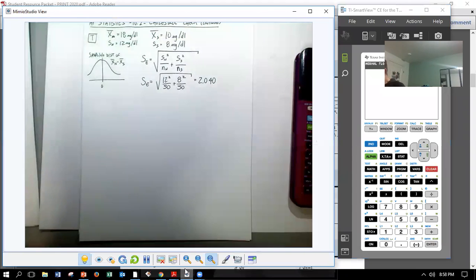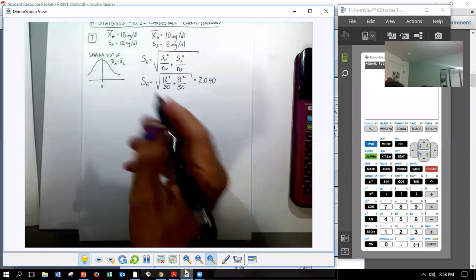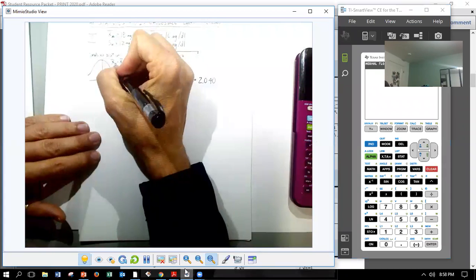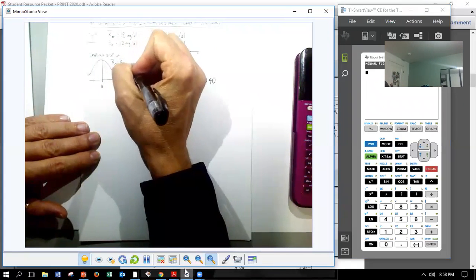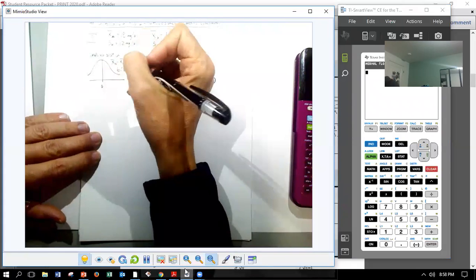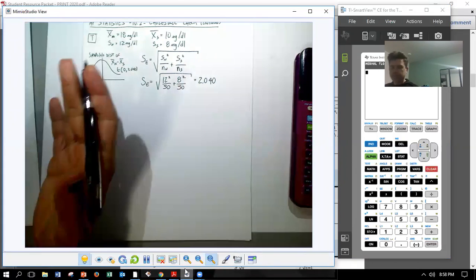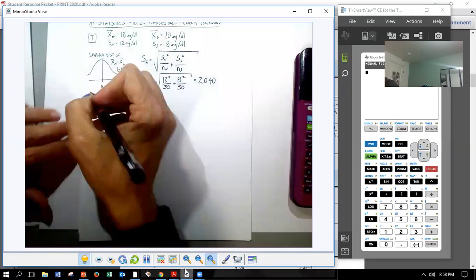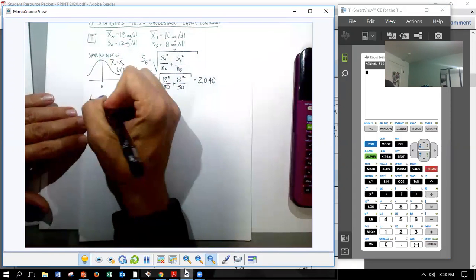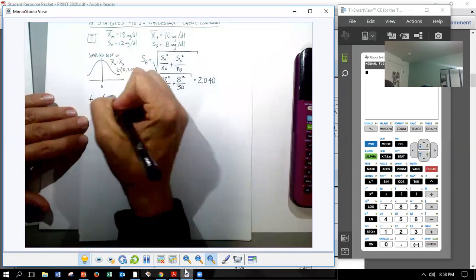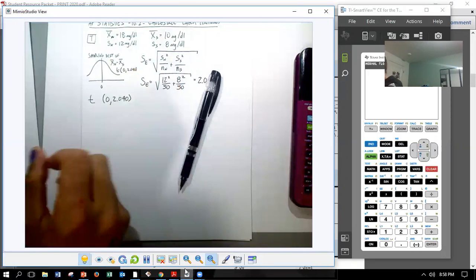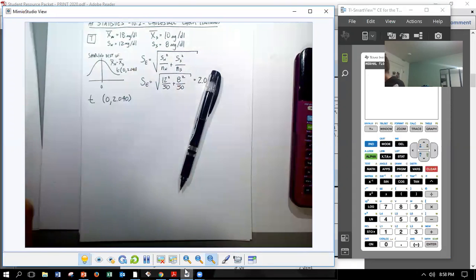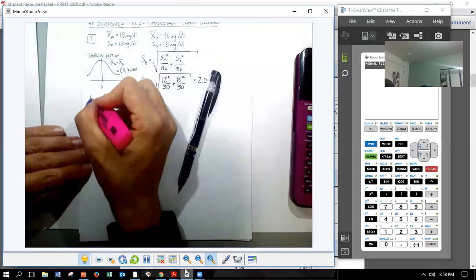So we have this distribution. It's centered at 0, and it has 2.040 for the standard deviation. Now, that's a little incomplete with that notation. Notice that I have t, and I have 0, and I have 2.040. But the problem is that we haven't talked about what the degrees of freedom are.